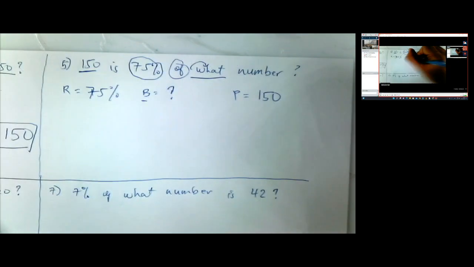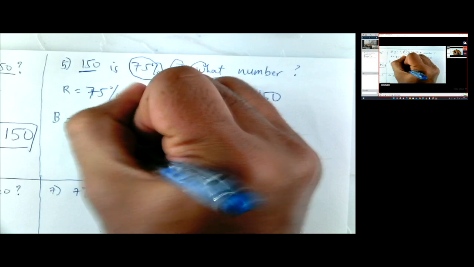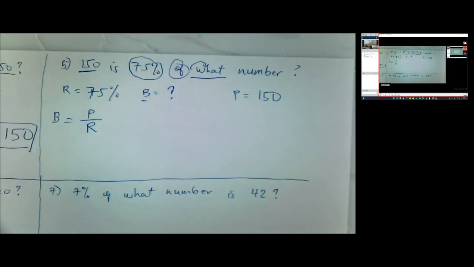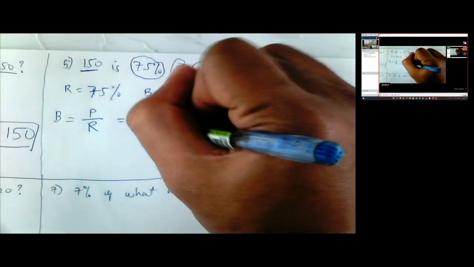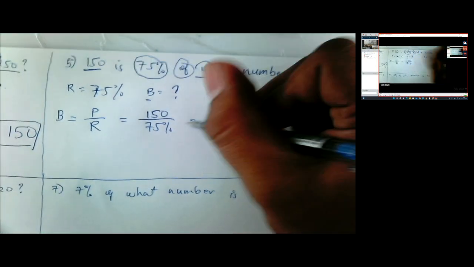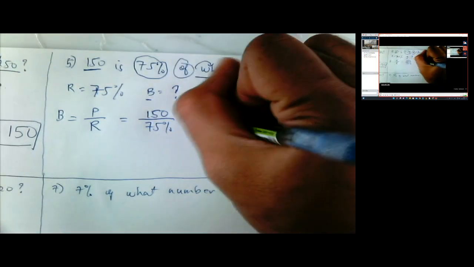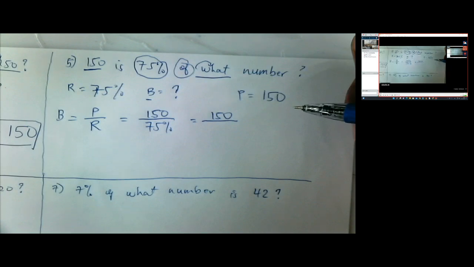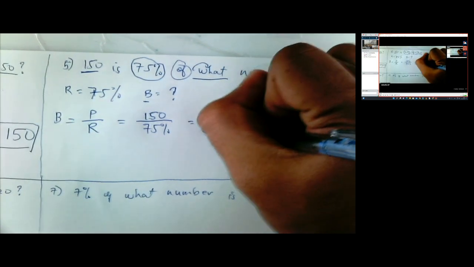And since we're looking for the base, the formula to solve for the base is equal to percentage divided by the rate. Okay? Let us solve this. Now, what is our percentage? That is 150. And our rate is equal to 75%. Now, since we don't need this percent form, we're going to convert 75% into decimal. So we will have 150. What is 75% in decimal? 0.75.